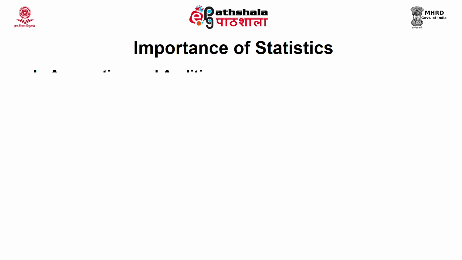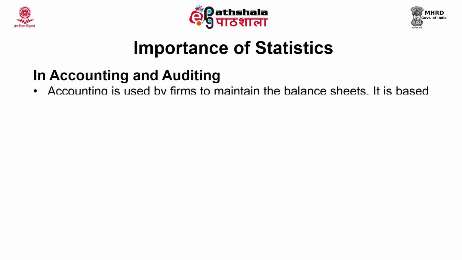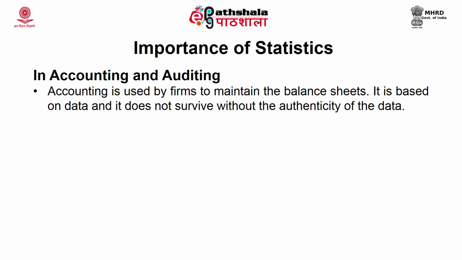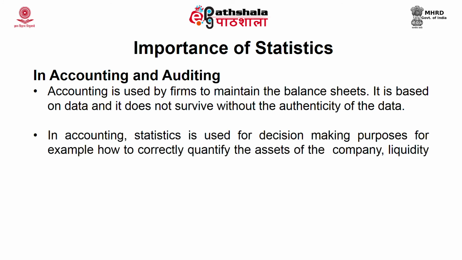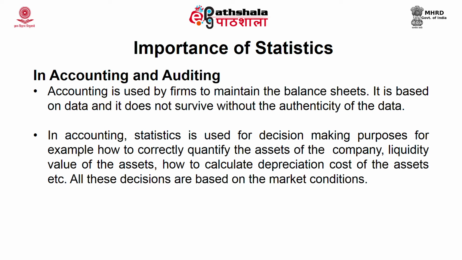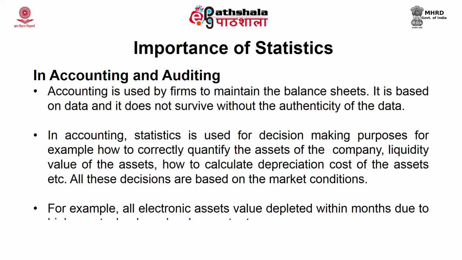In accounting and auditing, accounting is used by firms to maintain the balance sheets. It is based on data and it does not survive without the authenticity of the data. In accounting, statistics is used for decision making purposes. For example, how to correctly quantify the assets of the company, the liquidity value of the assets, how to calculate the depreciation cost of the assets, etc. All these decisions are based on market conditions. For example, all electronic assets' value is depleted within months due to high rates of new technology development.